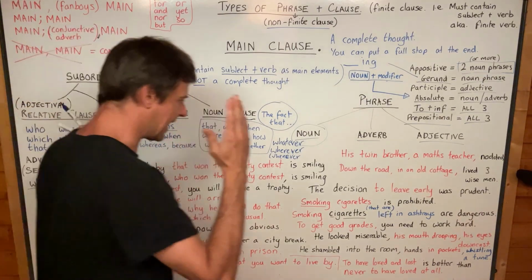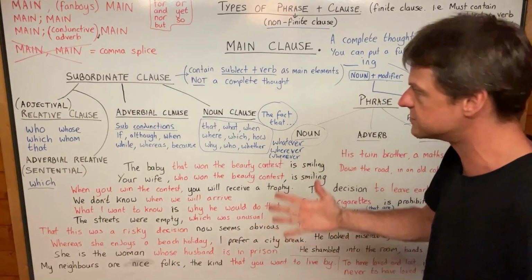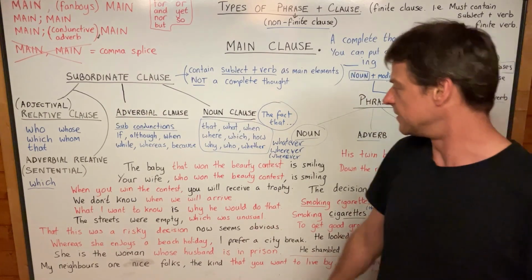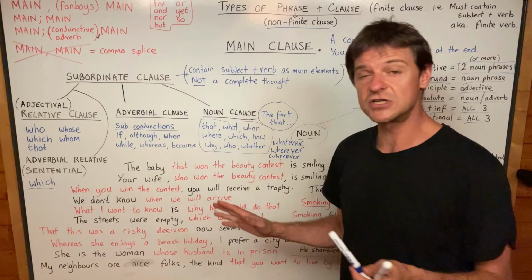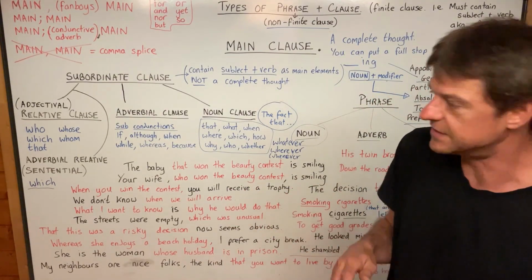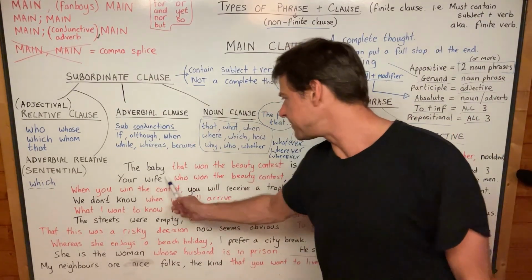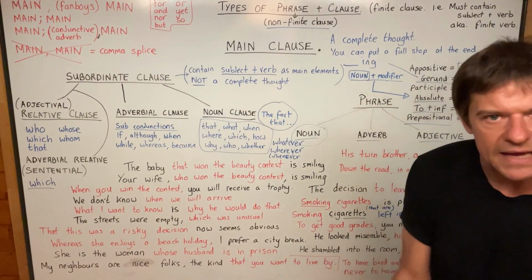Let's have a look now and see if we can identify some of these different types of clause and phrase. I've tried to help you by using some different colours, but I want to show you that you can actually split these sentences up in lots of different ways. So, the baby is smiling is a main clause.